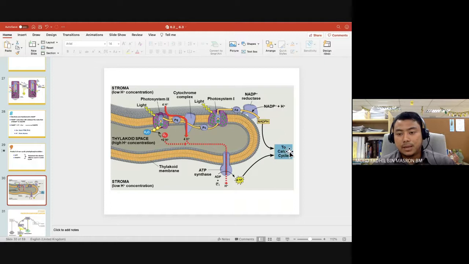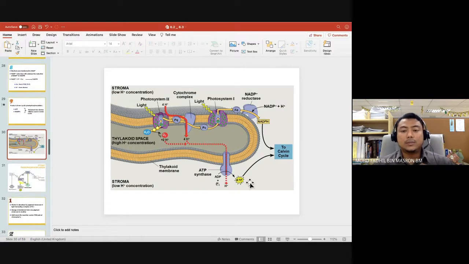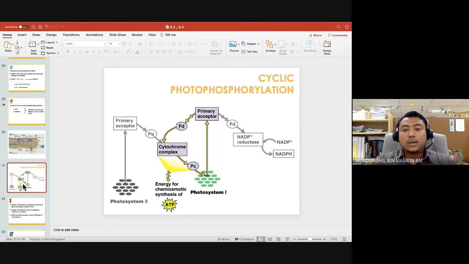NADPH ini akan pergi ke Calvin cycle, ATP ini akan pergi ke Calvin cycle juga. Ini semua dekat dalam stroma. Stroma ini dekat dalam struktur kloroplast tu, cair dalam dia. Okay. So itu adalah yang tadi, itu adalah non-cyclic photophosphorylation.